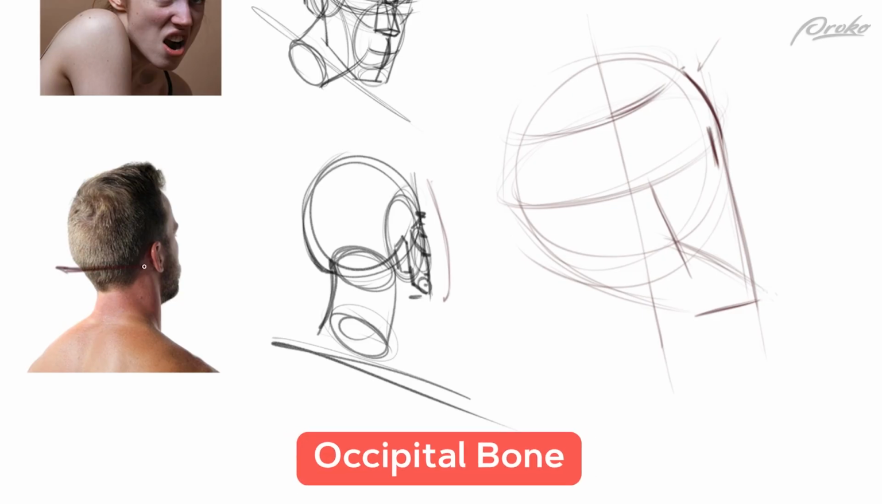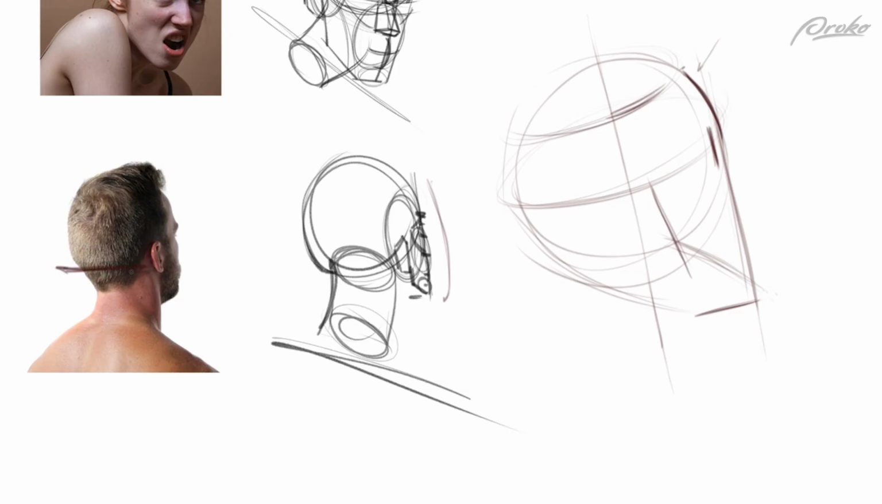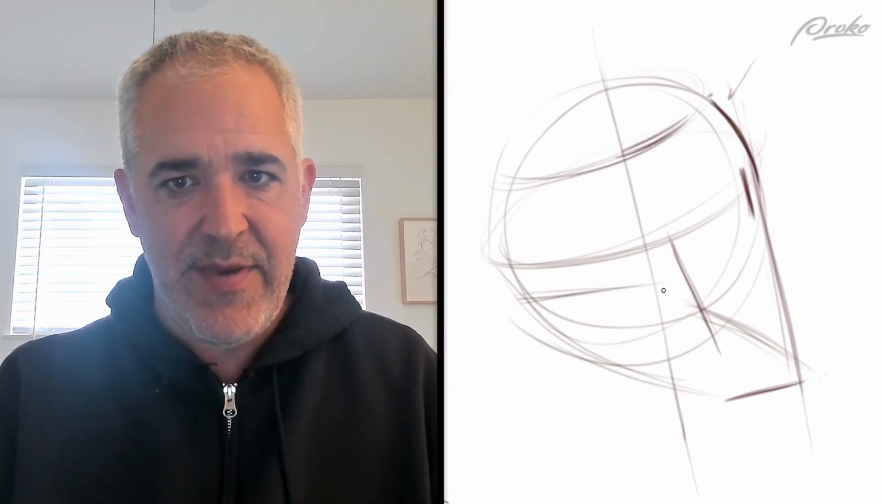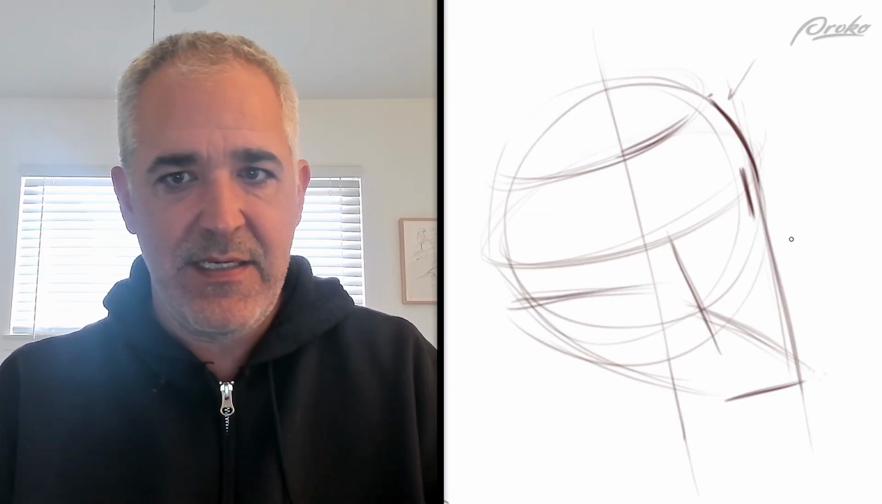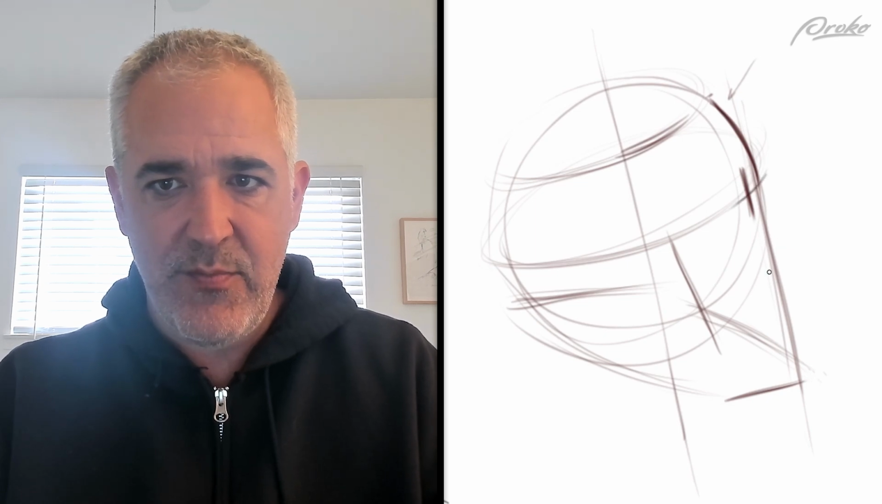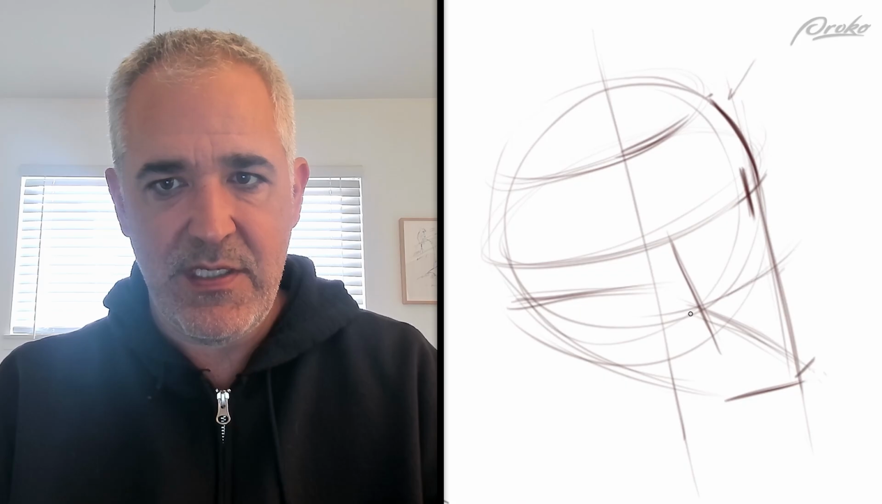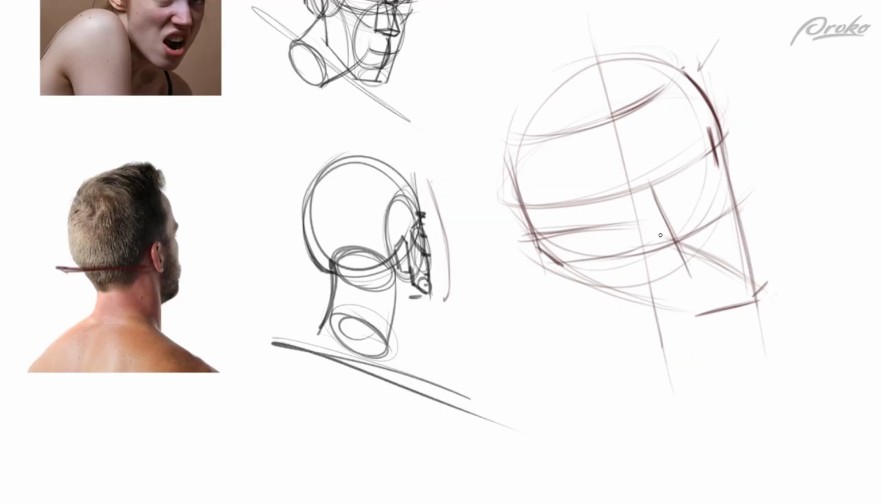So I follow that ridge across right behind the ear or just shy of the ear. And that's where I would think about the back of the skull or head existing. And that should line up between the brow and the chin. That's the same measurement as the nose. So mine was a little high to start, so I'm going to drop that down.